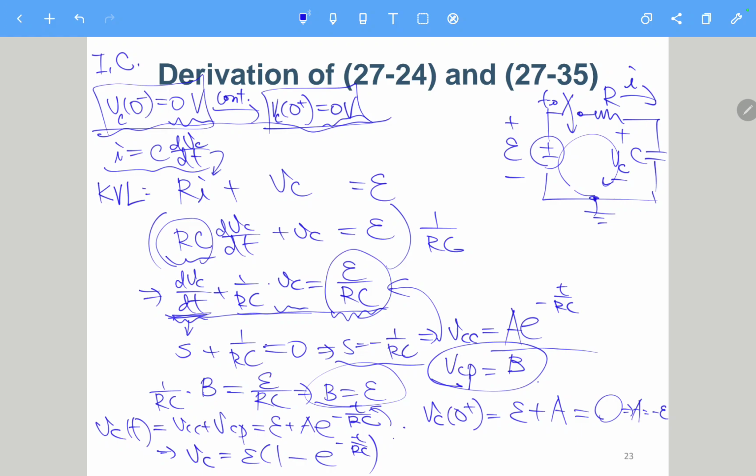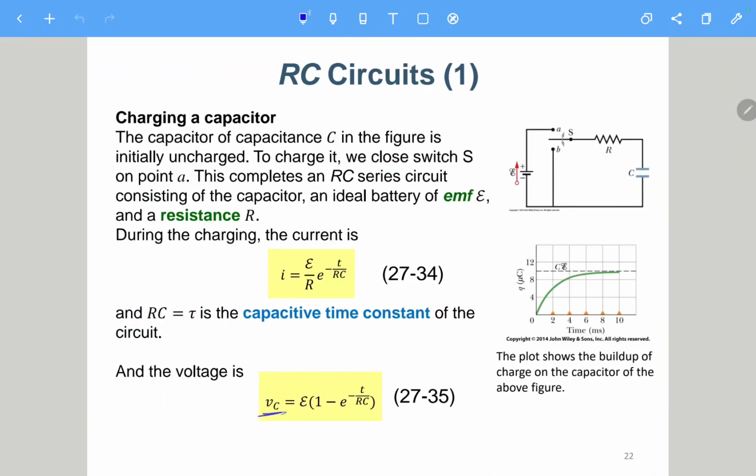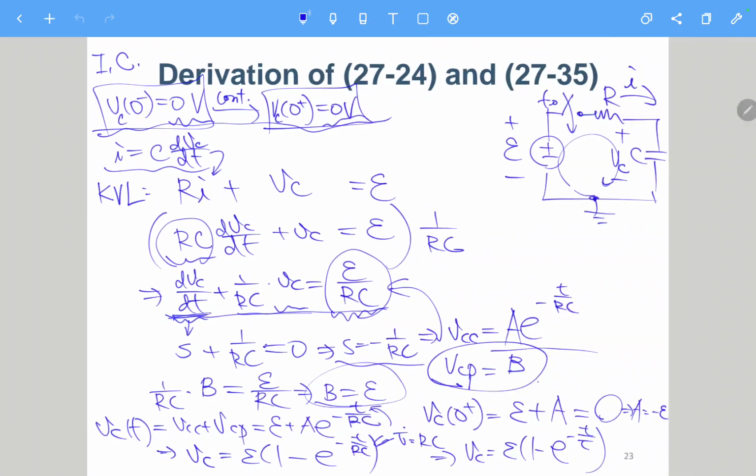Of course, we can just let tau c to be RC. Then we can write it as Vc equals e times 1 minus exponential to negative t over tau, like this. So this is actually the same as this one if we assume tau to be RC. And for the I is straightforward.